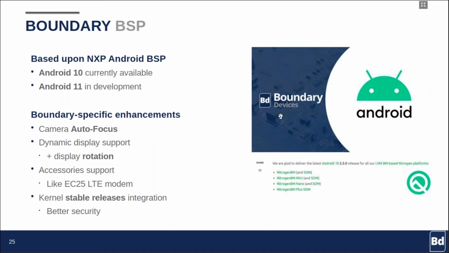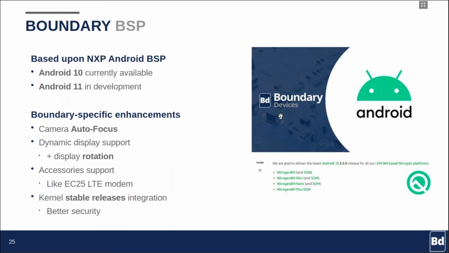On top of this NXP BSP, we do some specific enhancements that only we are doing, like the camera autofocus, which gives you continuous autofocus on the device, and you can also tap on a specific area so that the focus goes there. We also support a dynamic display. By that we mean that any display you can buy on our website is going to be detected automatically and supported by the OS. So without changing anything on the OS, this same image will be able to run on any of our supported displays.